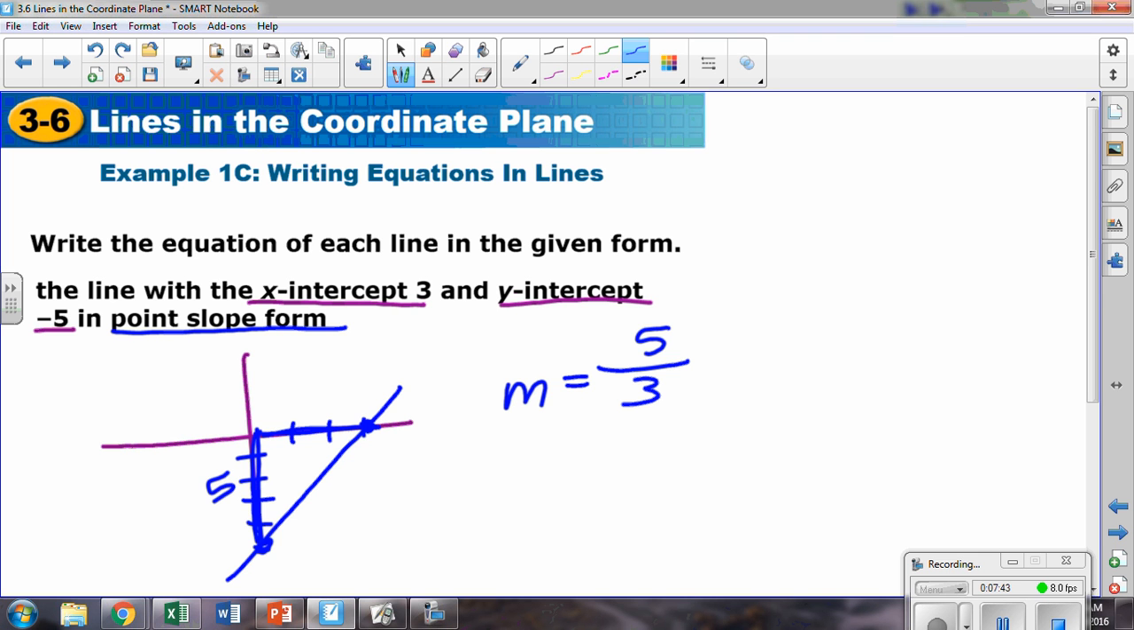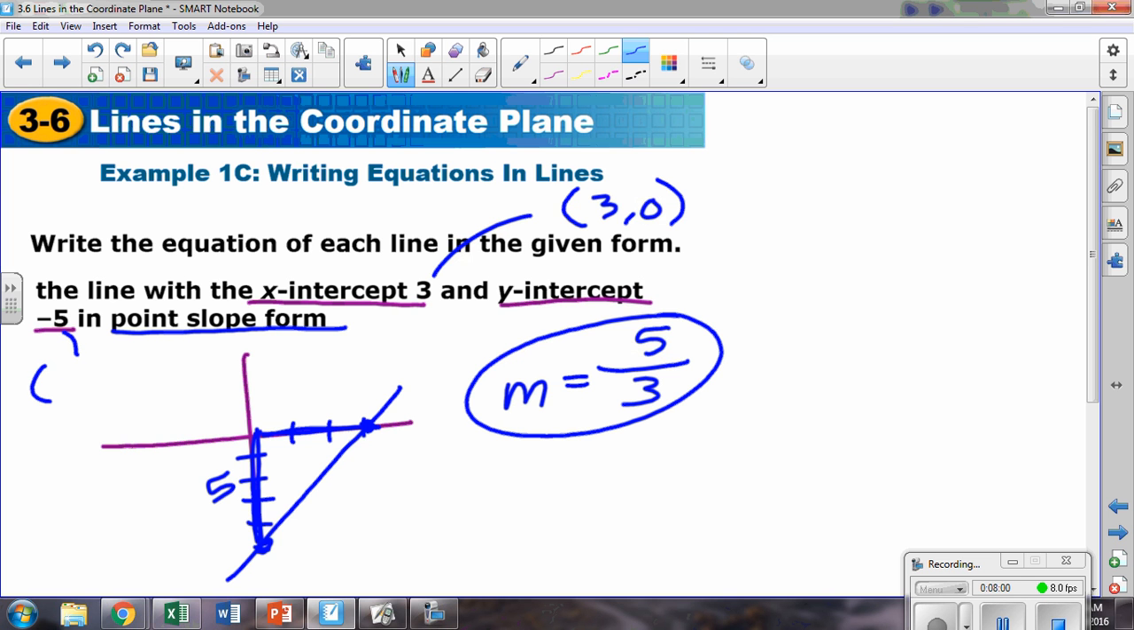Now that we know the slope, we could use either point we want. The x-intercept is telling us that we have the point 3, 0. We can use that one if we want. The y-intercept is telling us that we have the point 0, -5. We can use that one if we want. It doesn't matter which point we use. So pick one. Do you want to use 3, 0, or do you want to use 0, -5?